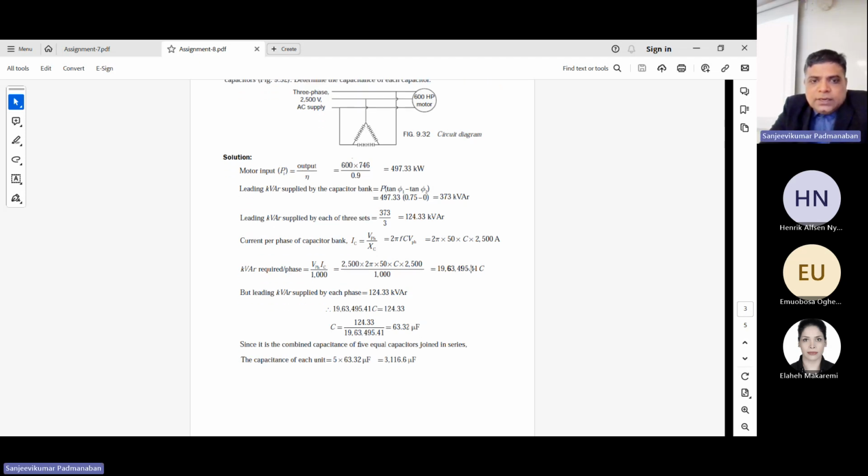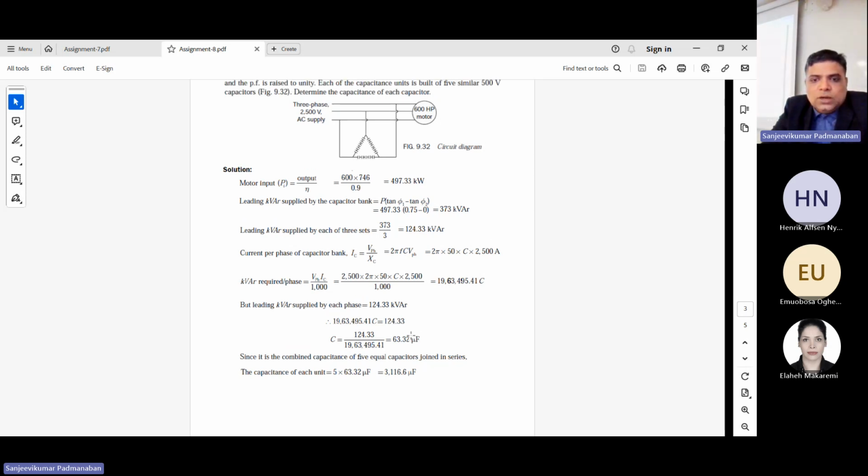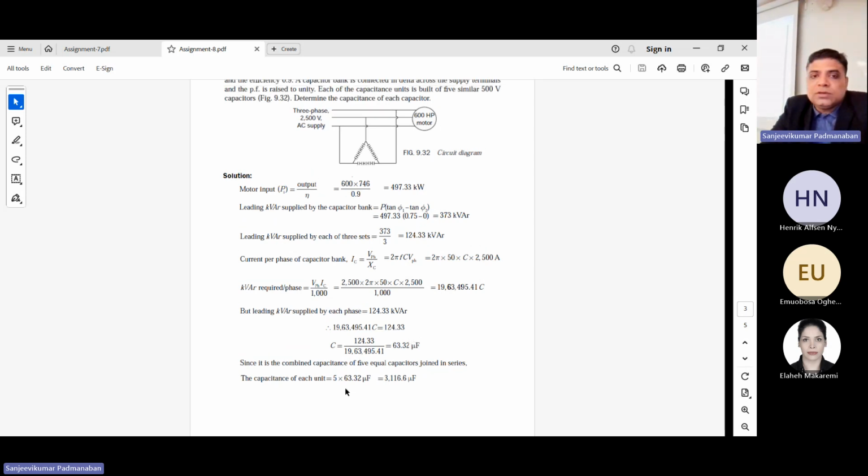Once you have calculated this, we already know the leading kVAR supplied is 124.33 kVAR. So now you can equate these two parts, and you can easily calculate C. C is going to be 633.32 microfarad. Once you know the value, just multiply by 5, because they already gave in the problem that each is built up with 5 units. So you multiply by 5 and you get 3116.6 microfarad. Please verify.